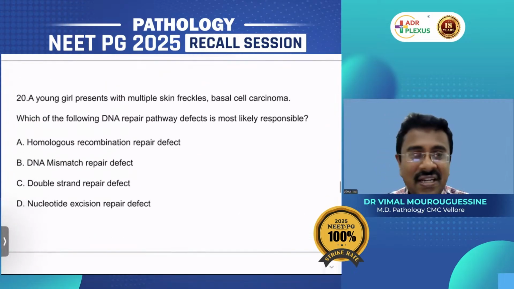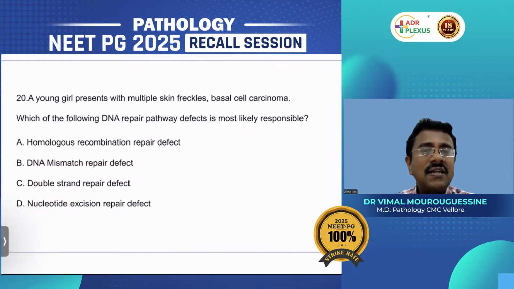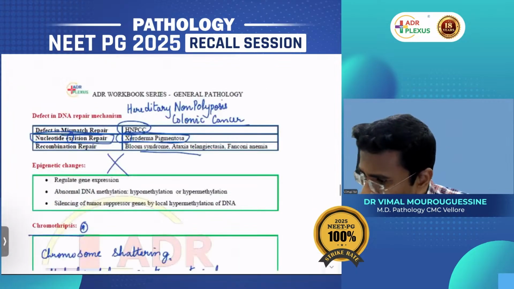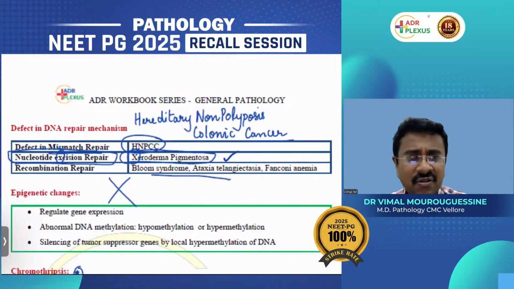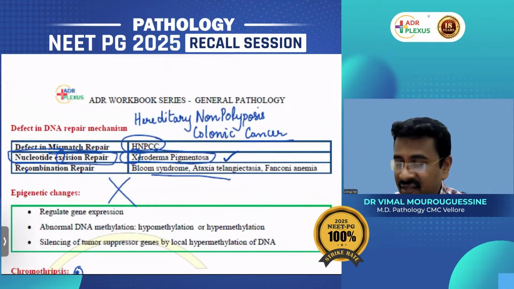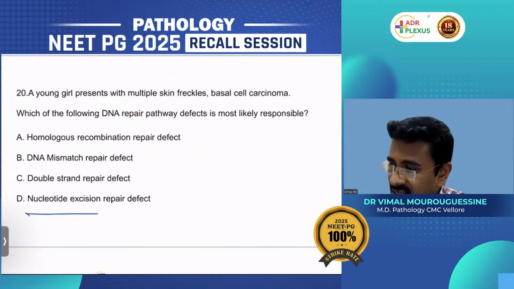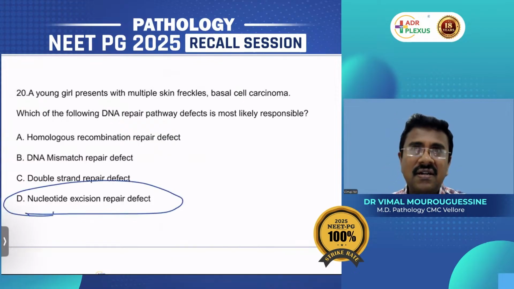Moving on to the 20th question. An adolescent patient presenting with skin freckles and basal cell carcinoma, and they were asking which DNA repair pathway is defective. This is also a PYQ and we have discussed it many times, guys. Do you remember xeroderma pigmentosa, where you can see nucleotide excision repair defect? We used to remember the letter X here. So the answer here is the nucleotide excision repair defect.